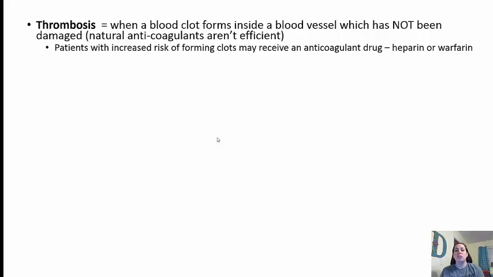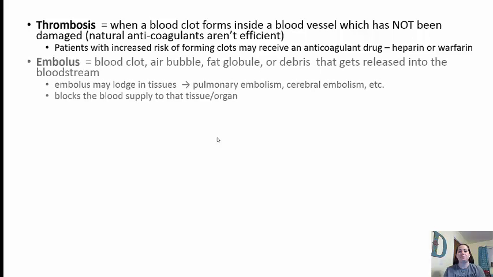Now, patients with increased risks of forming clots may receive an anticoagulant drug, so they may be on certain kinds of medications, and you may have heard of some of these like heparin or warfarin. These are going to help decrease the body's ability to clot. Now, this can create a problem though. If a person is going to need to have surgery and they've been taking heparin or warfarin, they have to be careful because there could be a chance that they could bleed very easily and bleed out during a surgery, and so a lot of times a patient might be taken off of these drugs before certain surgeries take place.